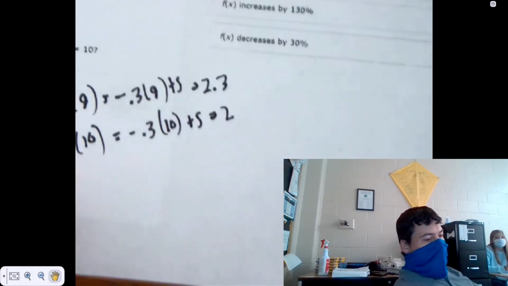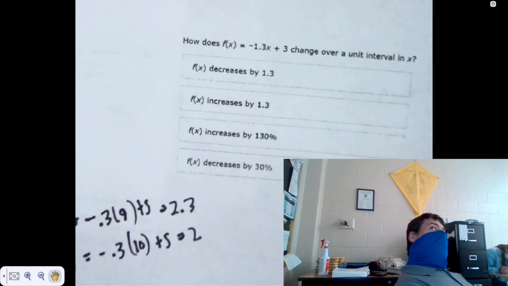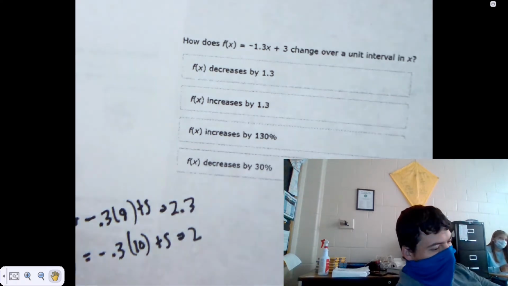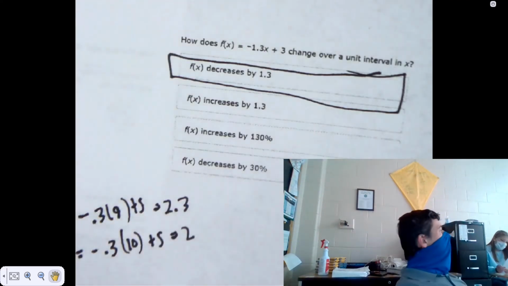So let's not do any math on this one, because you don't have to. How does f of x equals negative 1.3x plus 3 change over a single unit interval? What happens? Decreases by 1 3/10. So all you had to do on those questions is find a slope. That's really all you had to do. That's all it's about.